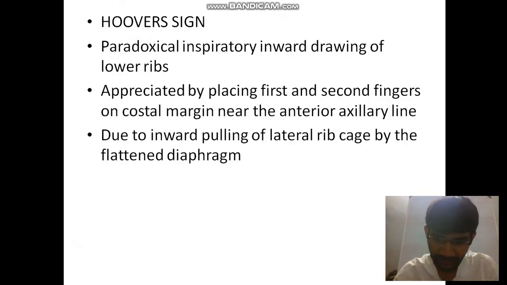So how do you demonstrate it? You can appreciate it by placing your finger over the costal margin in the anterior axillary line. Place your finger along the costal margin and you will appreciate it. That is how you demonstrate Hoover's sign.